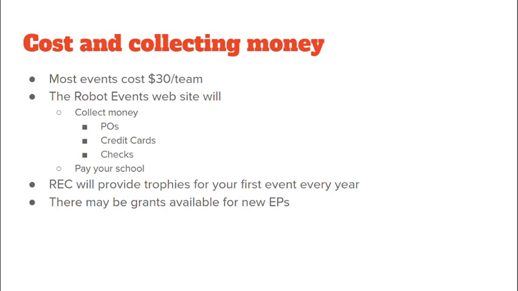REC will provide you trophies for the first event that you run, so you won't have to buy the trophies, but you need to make sure to order them. The trophy pack is about $120. There may be grants available for new event partners. That's something you can talk to George about.